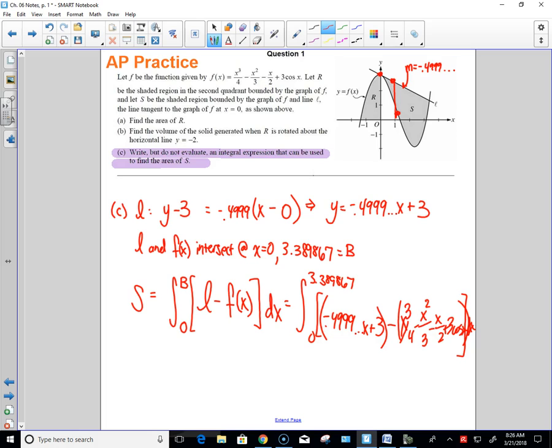But they said write an integral expression that can be used to find the area of S. I could have left it with the B because I told them who B was. I could have left it with the L because I made an equation for L. I could have left it with F because they told me who F was. You could leave it like that and that would be okay. Does that kind of make sense?